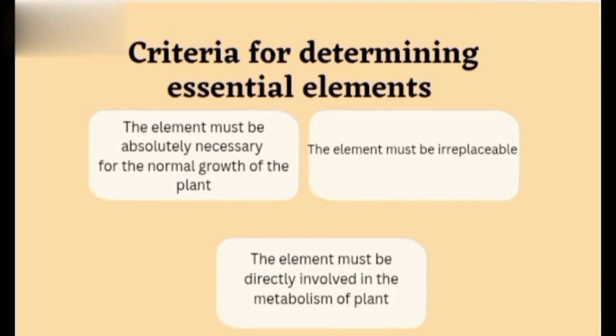There are three major criteria. Firstly, the element must be absolutely necessary for the normal growth of the plant. If the plant can still grow healthy and normal without that element, then that element is not important.